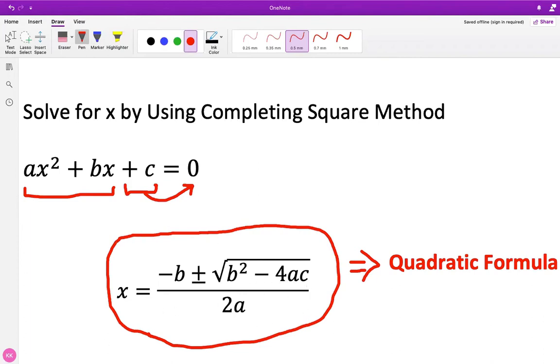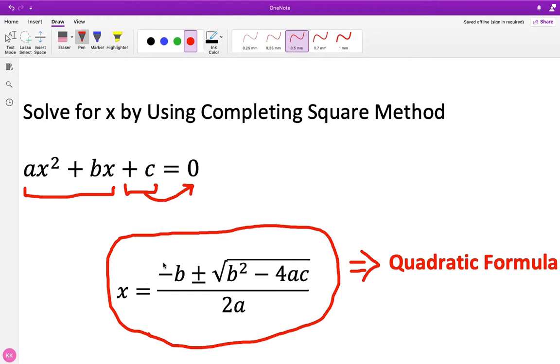A lot of students may find this formula really complicated because it requires a lot of manipulations and calculations. So where is this formula coming from? It actually comes from solving for x by using the completing square method. Remember the completing square method: I isolate this number to the other side of the equation, do the completing square for these two terms, and I get this equation right here. I'm not going to prove how you get this formula in this video. Maybe I'll do this proof in the next video.